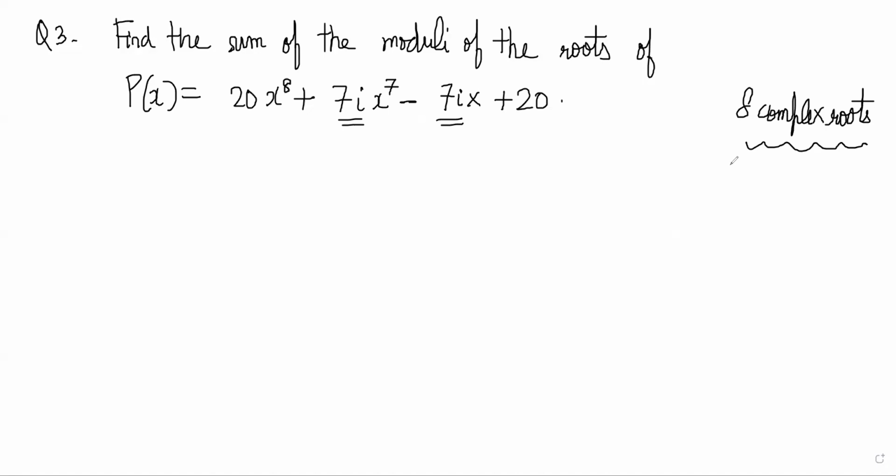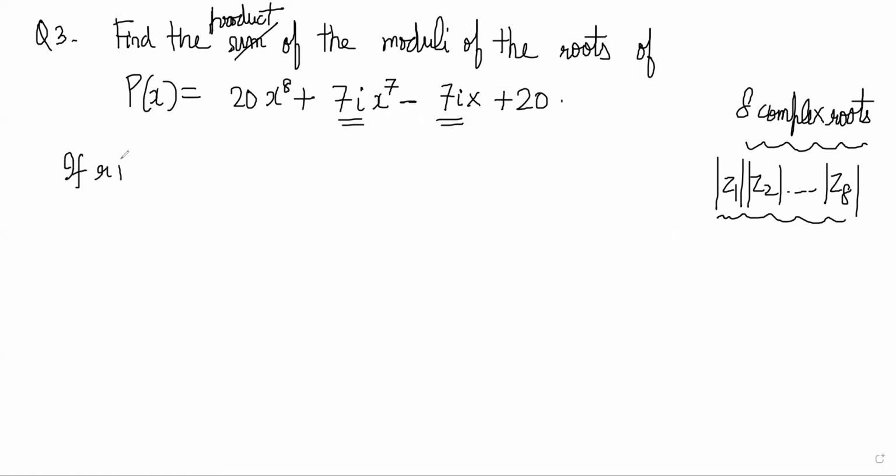You have to find the product of the moduli. So actually it's not the sum of the moduli, we have to find the product of the moduli of the roots of this equation. We have to find mod of z1, z2 till mod of z8, if z1, z2, up to z8 are the 8 roots of this polynomial, right? So let's try to analyze what we can do here.